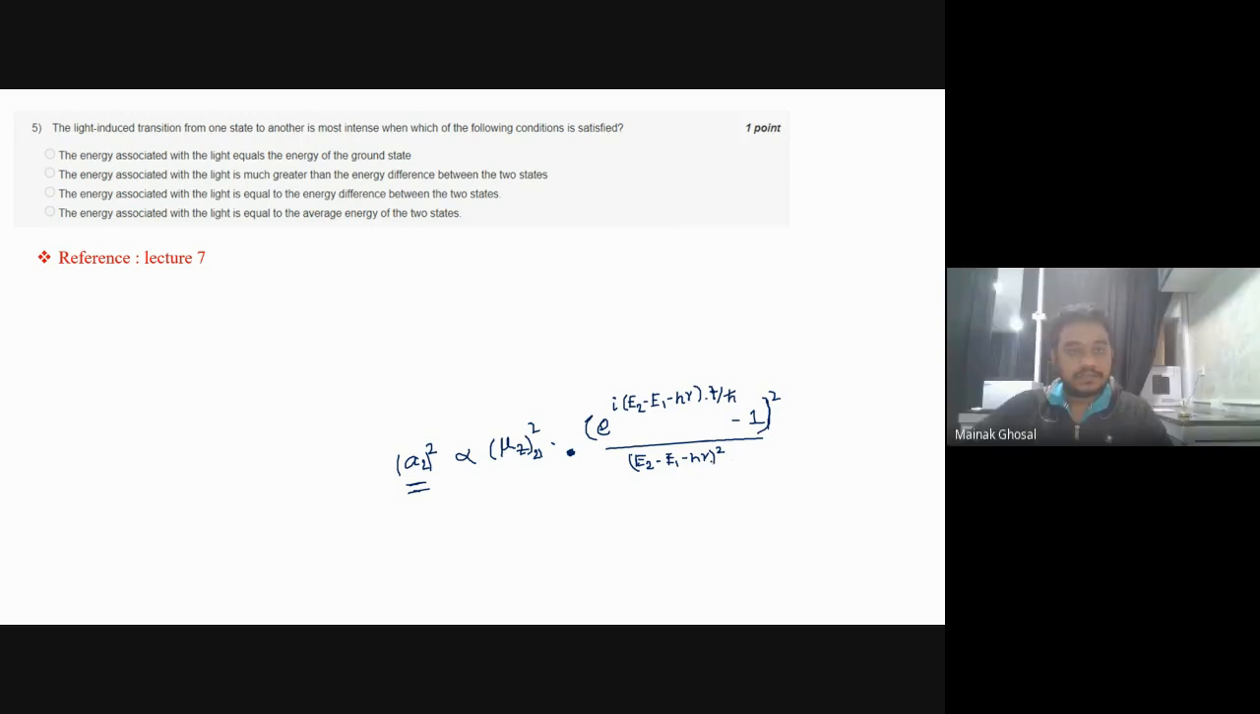Much greater than the energy difference. Okay, I understand. So you can see here that it completely depends upon this term. Since it is in the denominator, if it is decreasing, A2 will increase. If it is increasing, then A2 will decrease.